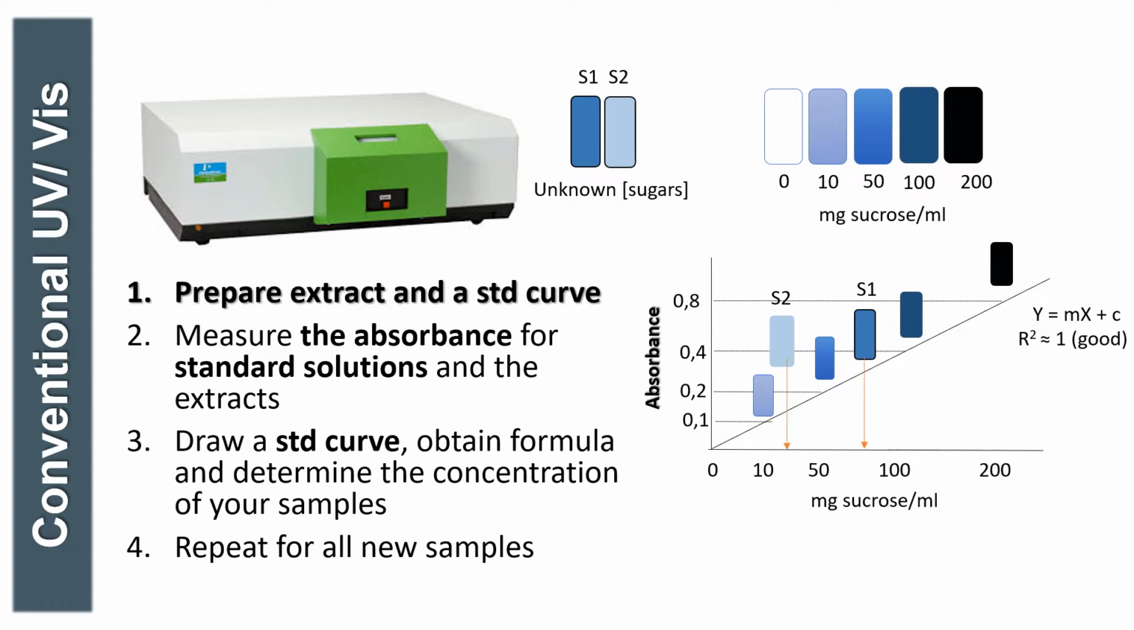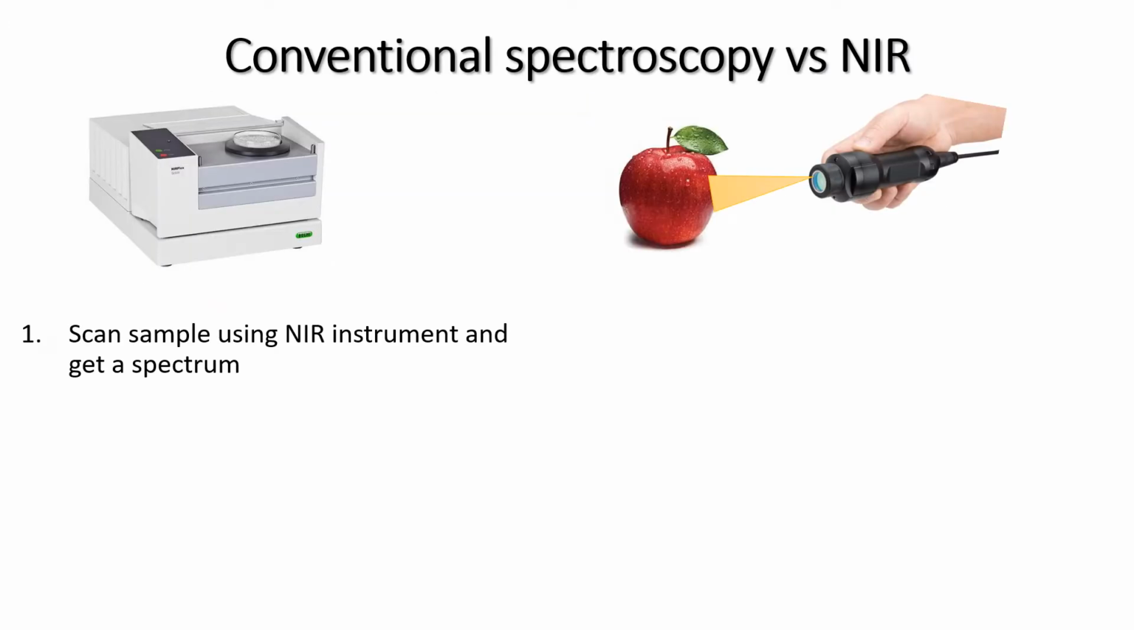One important thing to note with UV spectroscopy is that to determine the concentration of a compound in a new sample, the compound has to be extracted from the sample to obtain it in a solution that can be analyzed. This is an important difference with NIR spectroscopy. During NIR spectroscopy, the sample is first scanned to obtain an absorption spectrum. This means that the spectrum contains all of the chemical information of the sample, including the compound of interest.